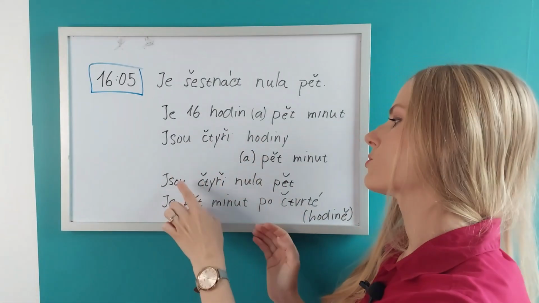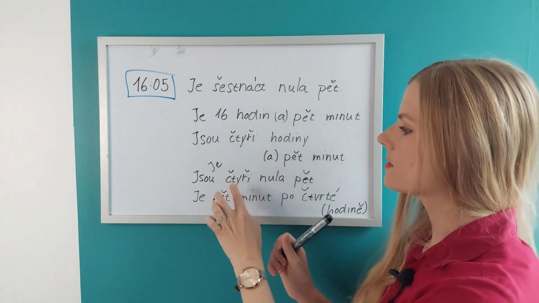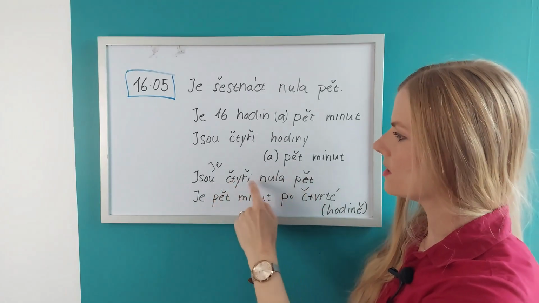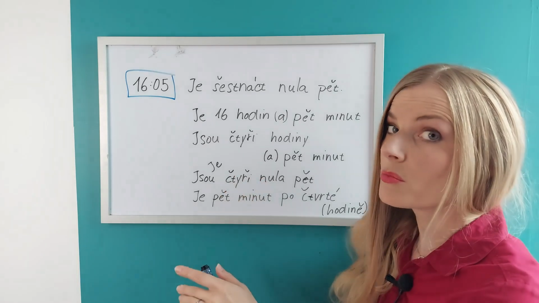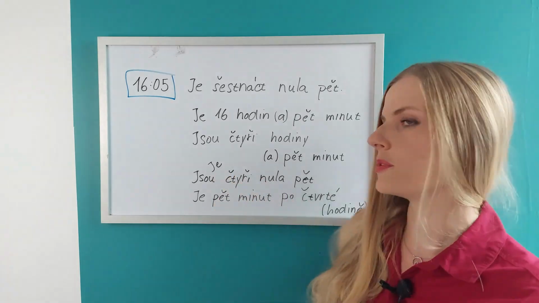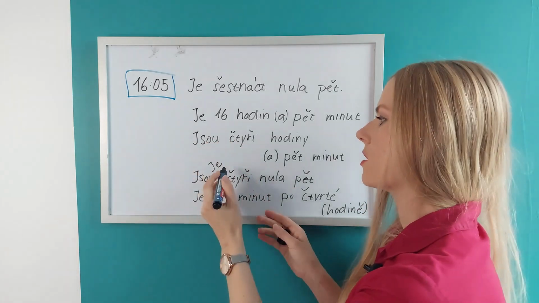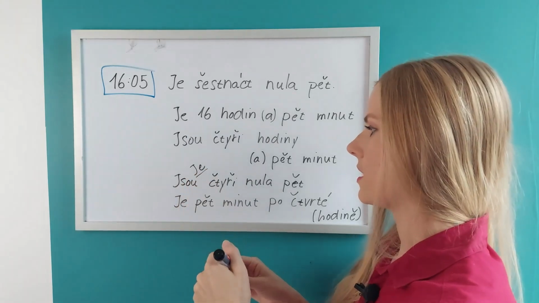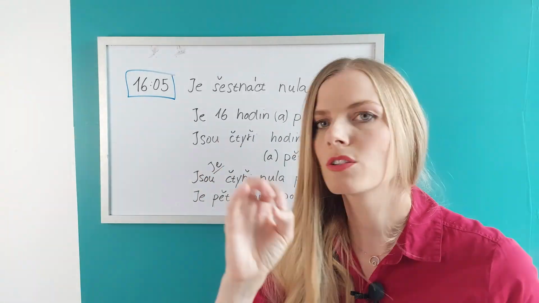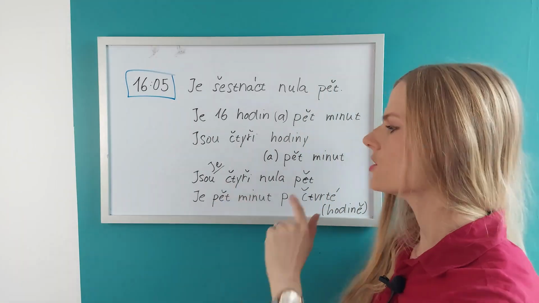You could say jsou 4:05. Since we don't say the word hodiny, 4 hodiny, it's also common to actually say je 4:05. It doesn't correspond to the grammar here, but it's also really common. Actually, I would say this if someone asks me, hey, what time is it? And I look at the clock and I see this time, I would say je 4:05.